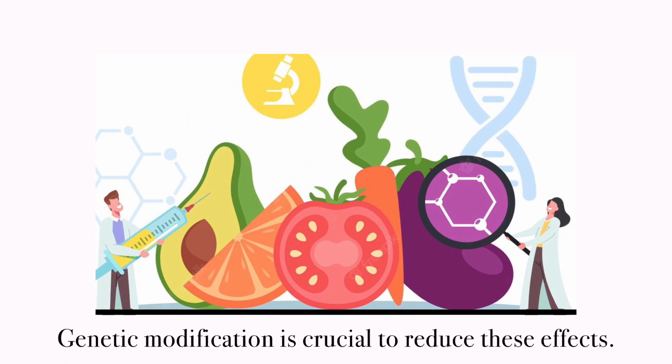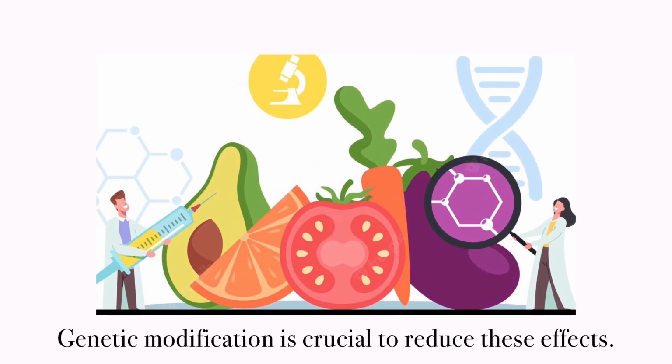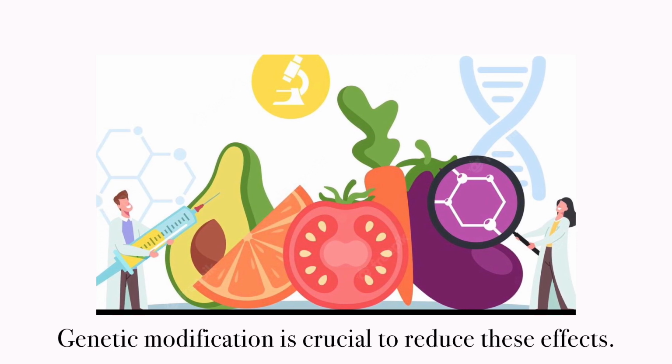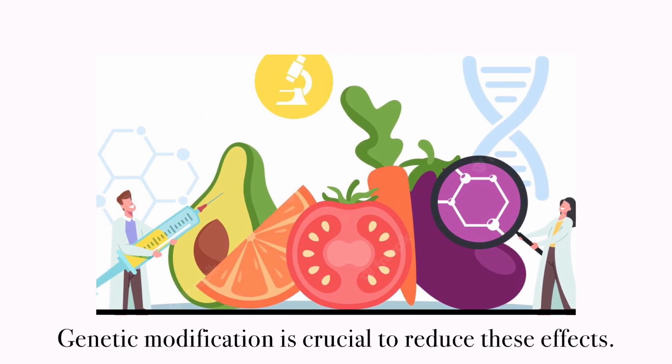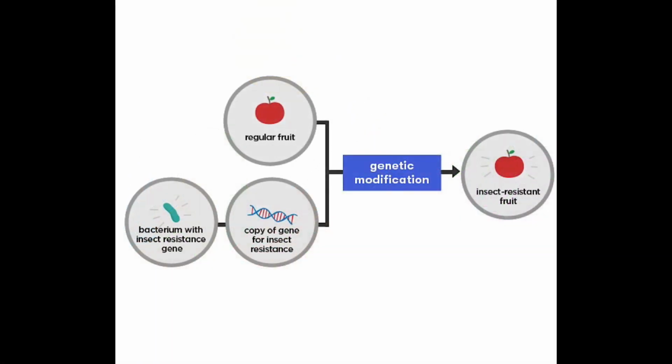The use of genetic modification is crucial. By 2050, agriculture will need to produce 50% more food due to the increase in world population, and so we need a sufficient amount of crop production. Therefore, we found a way to solve this problem, which is by gene editing.